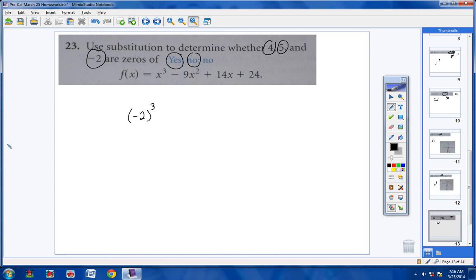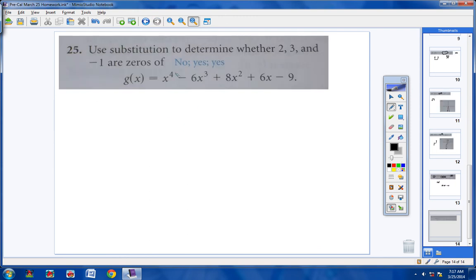Close your parentheses and then square it, and then plus 14 times -2, and then plus 24, you will get out -48. If I've done it correctly, you will get out -48. So f of -2 equals -48, and so that's why they have no right here. -2 is not a 0. That's all you're doing is testing numbers. Okay, we're going to get out no, yes, yes.